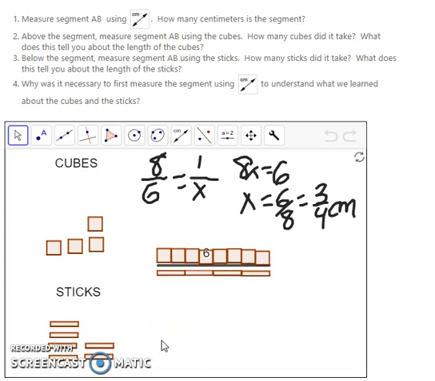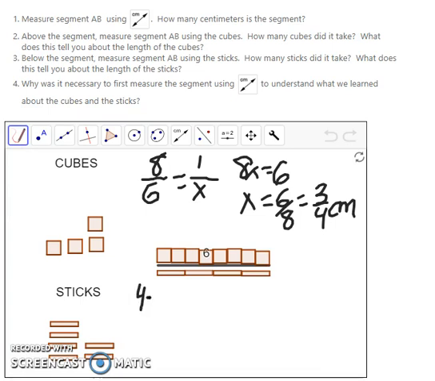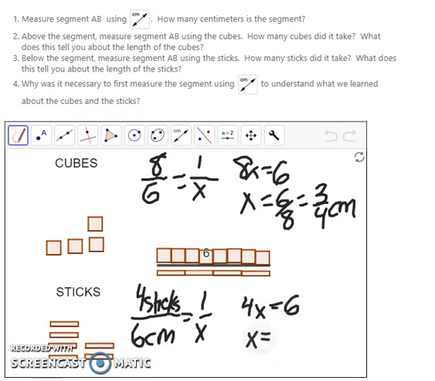I would say it's 4 sticks long. And again, I don't know what 4 sticks means. So, but I could put it in relationship to centimeters. I know that there's 4 sticks for 6 centimeters. And I want to know, well, what is 1 stick? So I can cross multiply and I get that 4x equals 6. So when I divide both sides by 4, I get x is 6/4, which is 3/2, or 1.5 centimeters. That's how long each of those sticks are.